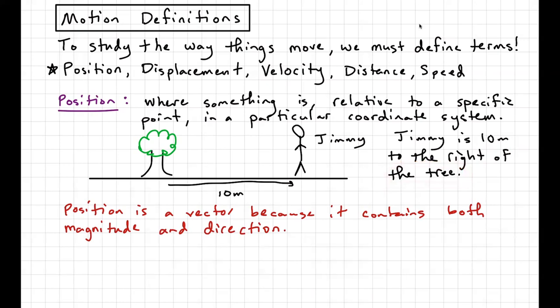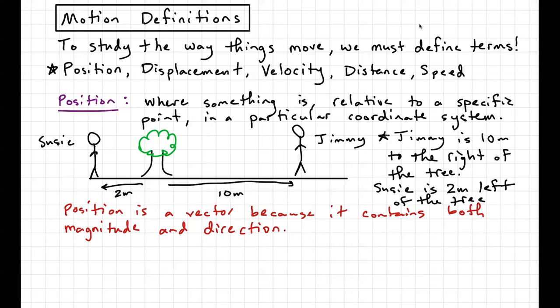I can also, just as an example, say there's another person here. She's over here. This is Susie. Let's say that Susie is 2 meters from the tree, but she is 2 meters to the left of the tree. So two examples here: Jimmy's 10 meters right, Susie's 2 meters left.